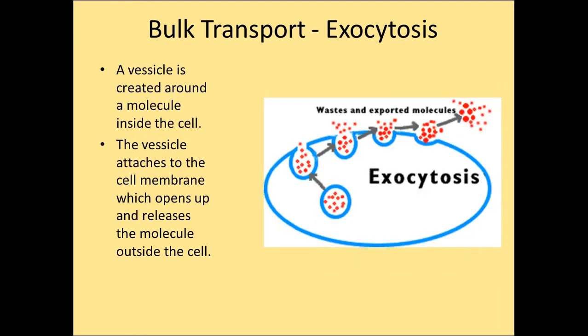Exocytosis is the opposite. Again, we have a large molecule or a large quantity of molecules. A vesicle is created. It surrounds the molecule. So basically you have a membrane-bound molecule. The vesicle floats through the cytosol, attaches to the cell membrane. The cell membrane then opens up and releases the molecules out into the environment.